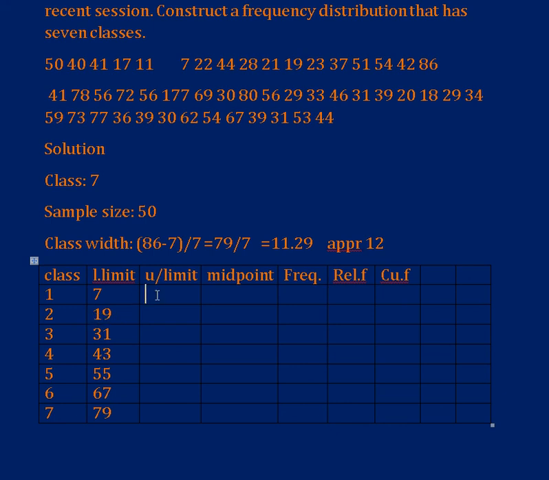The upper limit, however, the first number is one short of the next lower limit. So you have 19, so the upper limit, the first one, will be 18. And then you do the same, add 12 to it. Add 12 to 18, it gives you 30. Add 12 to 30, it gives you 42. And you keep going that way.